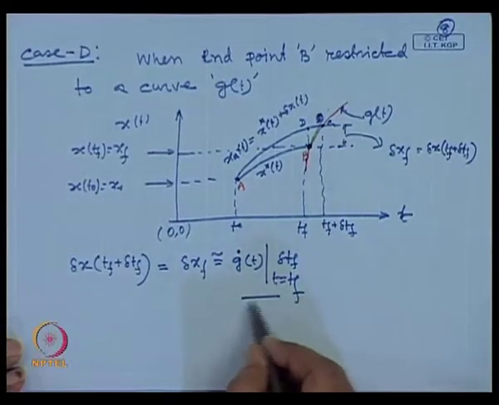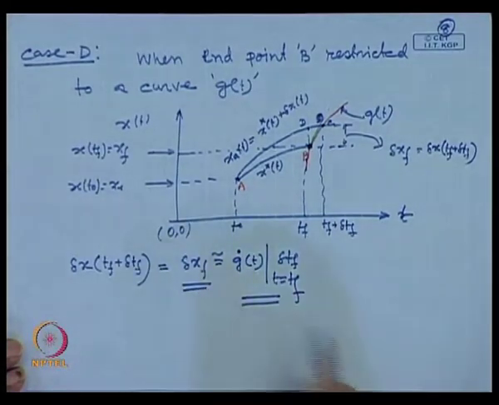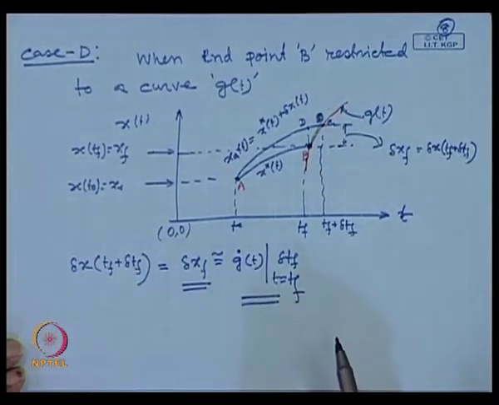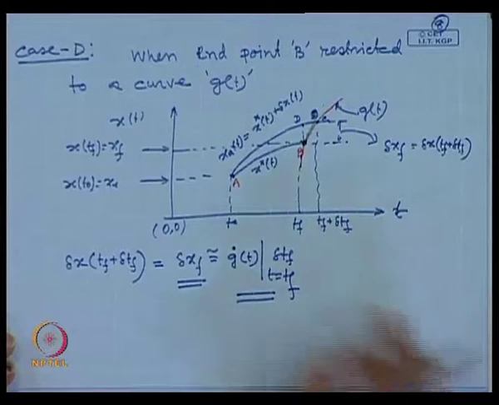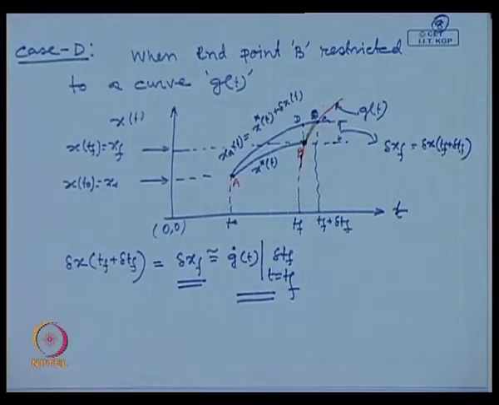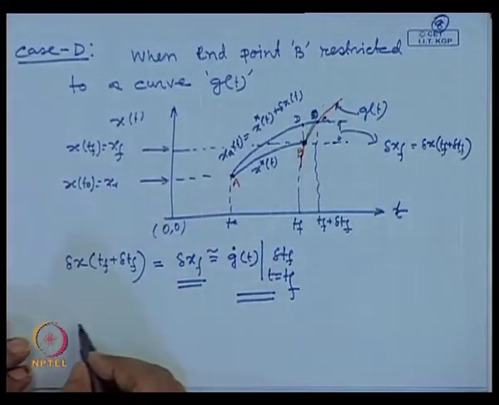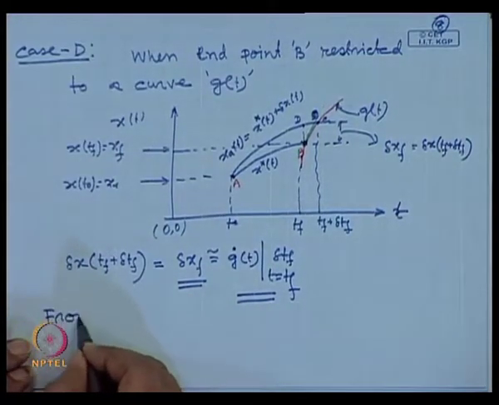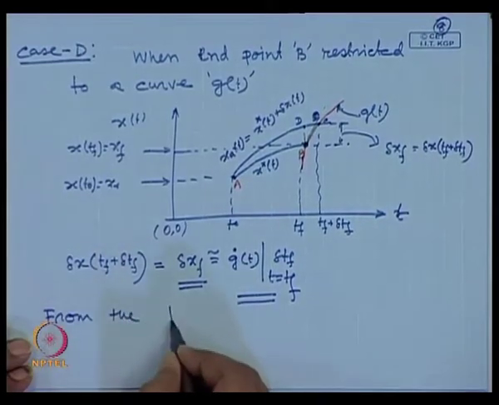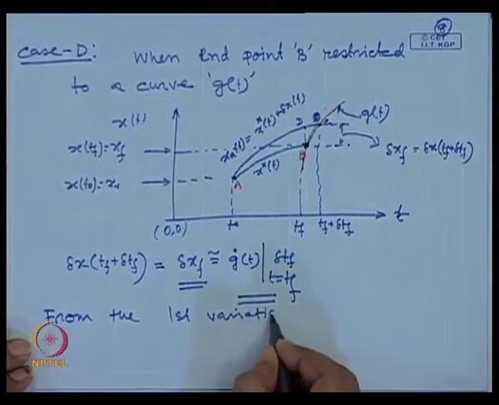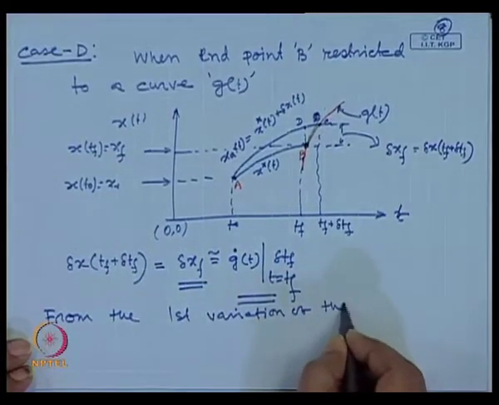So I just replace delta x f by that. Now, if you see this expression, when we derived it, we can write it from the first variation of the functional.